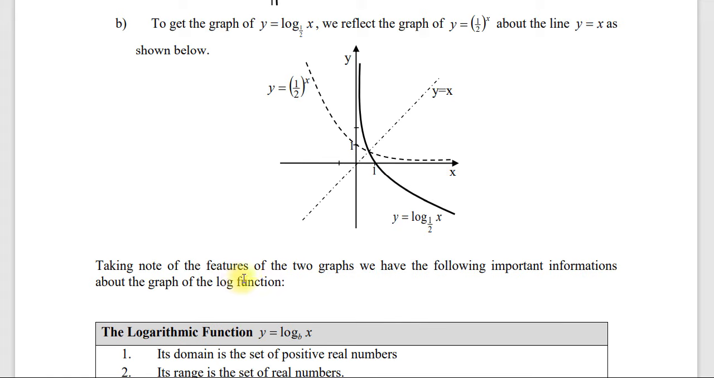Taking notes of features of the two graphs, we have the following important information about the graph of the log function.